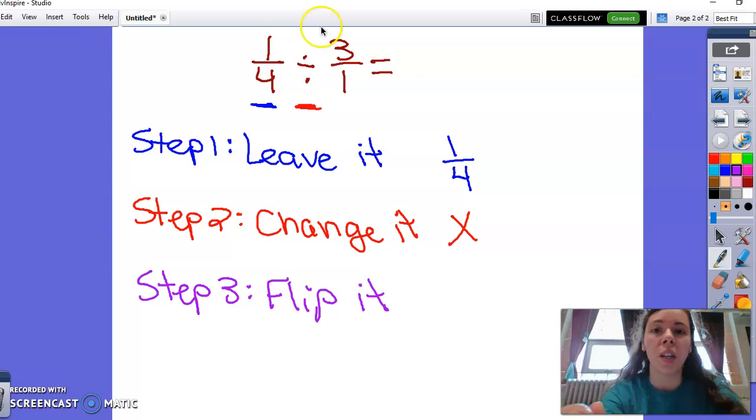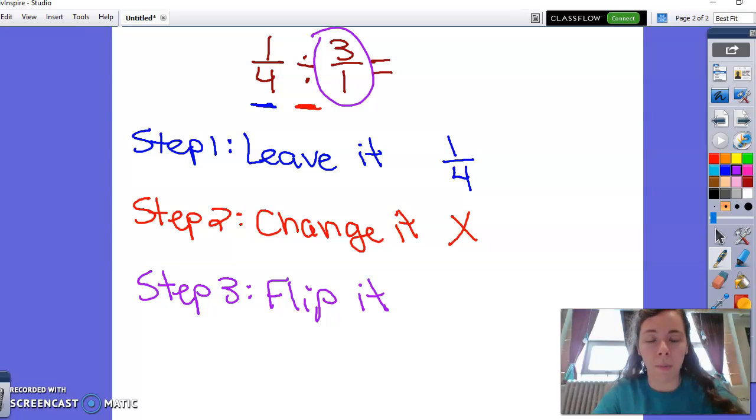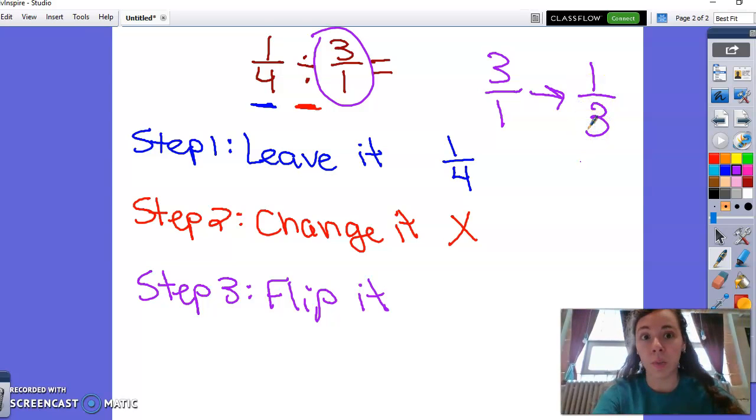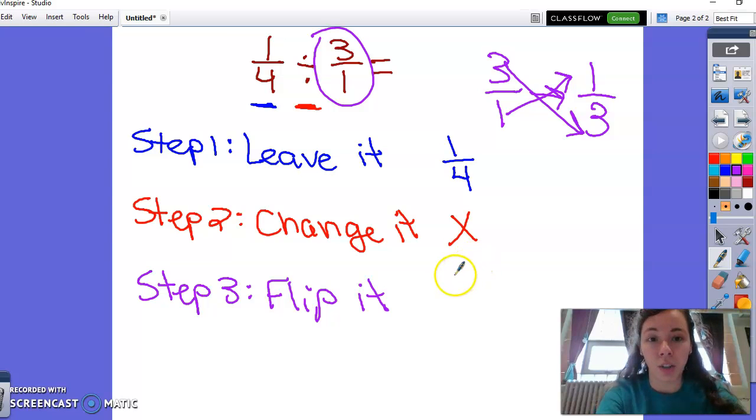Okay, so for this step, we're looking at our second number here, 3/1. And I'm going to take this number, 3/1, and to flip it over, we're just going to take the whole thing and turn it upside down pretty much. 3/1 is going to flip and become 1/3. So basically you just turn the whole thing upside down. Numerator becomes the denominator, denominator becomes the numerator. Leave it, change it, flip it.